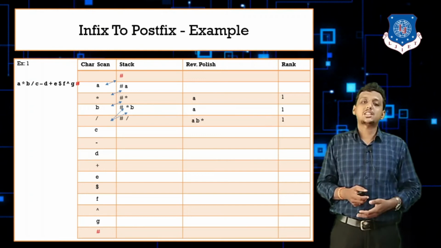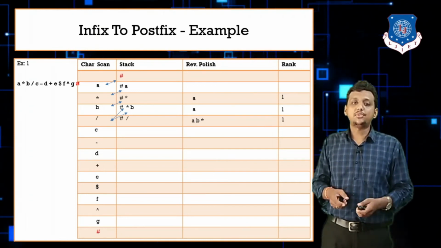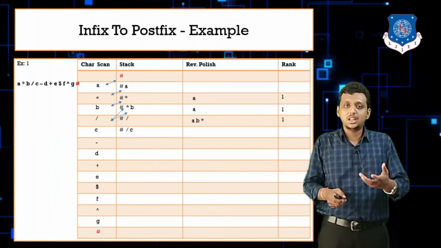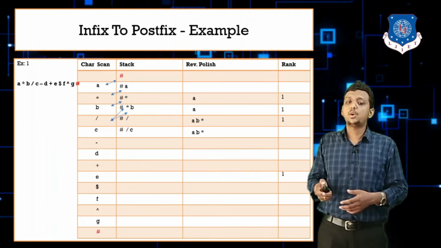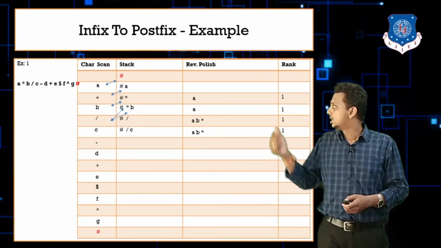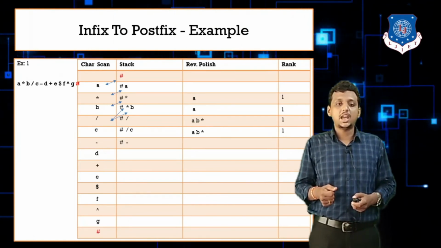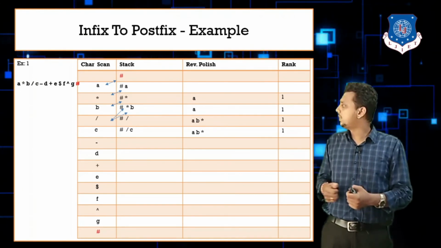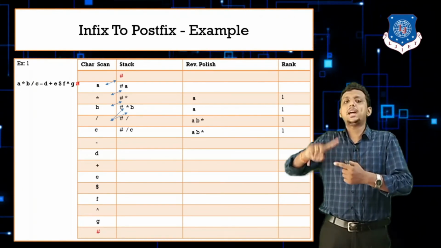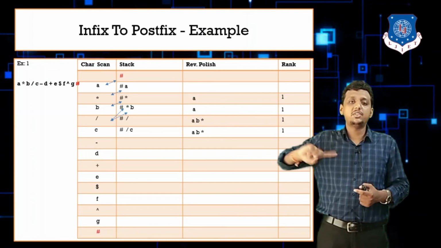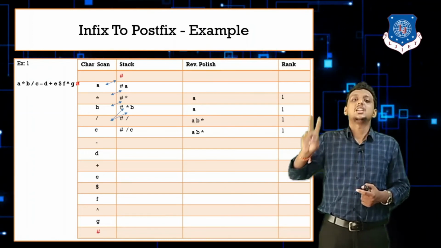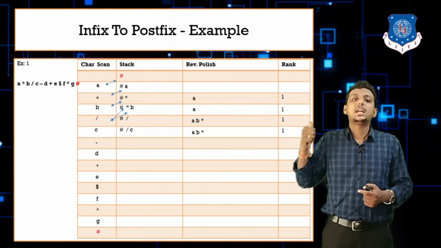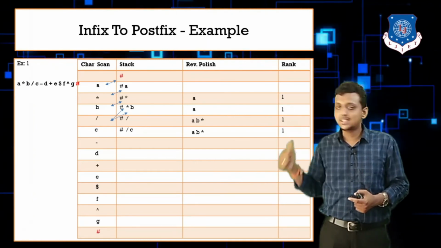Okay, so let's start again. What we are left with is c. Students, c will be pushed inside my stack, and the reverse polish and rank remain as they are. The next character after c, students, is minus. So what to do with the minus? Minus will be compared with c. C has a higher precedence, so c will be popped out and appended to the reverse polish string. It becomes a, b, star, c.